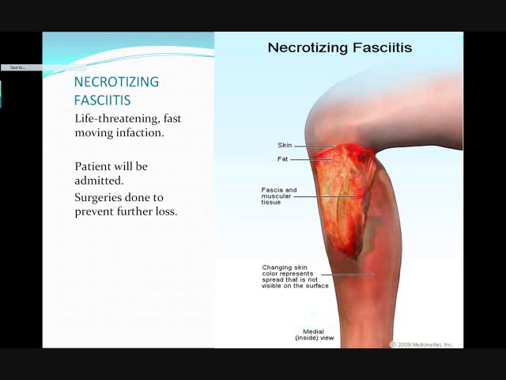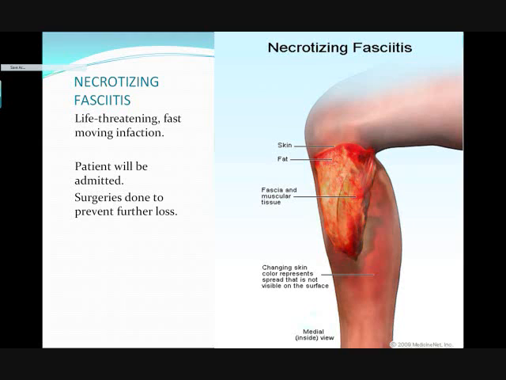They're going to not only incise and drain this, they may also amputate, do skin grafts, take the skin off completely. It's usually deep down into the fat that's affected. The changing skin color in the area represents spread that is not visible on the surface. So it may be that underneath, it's affected already.